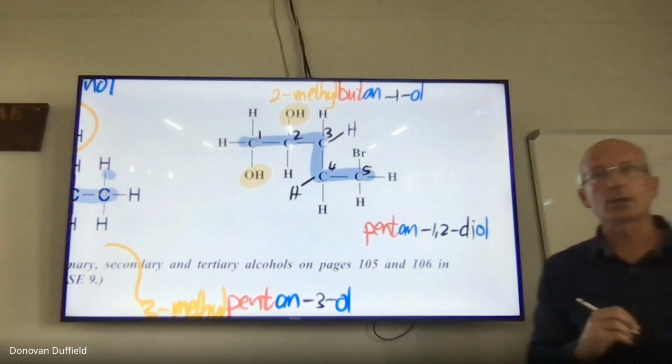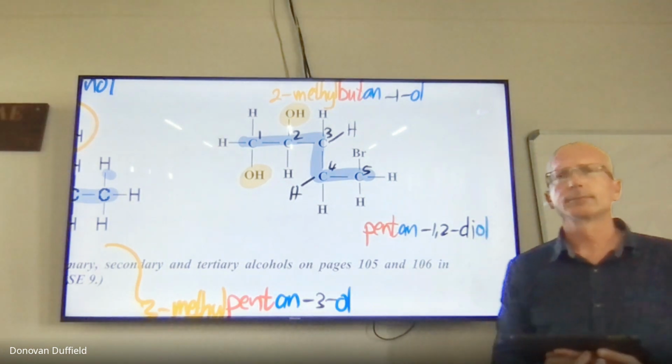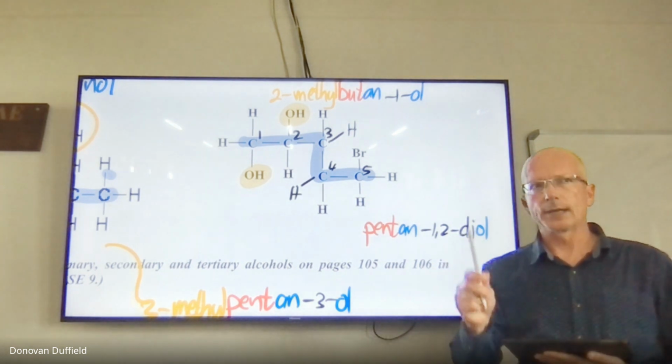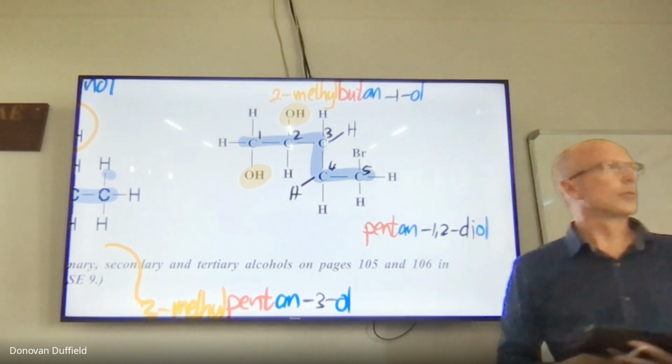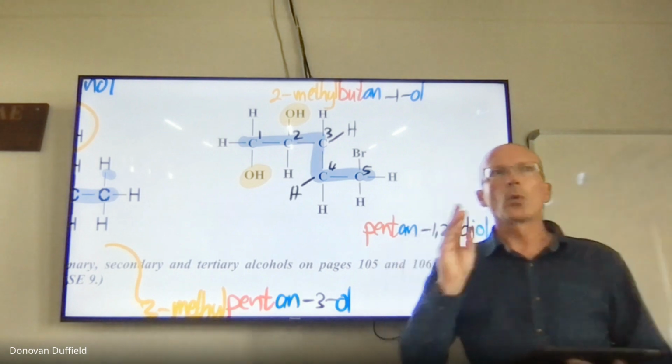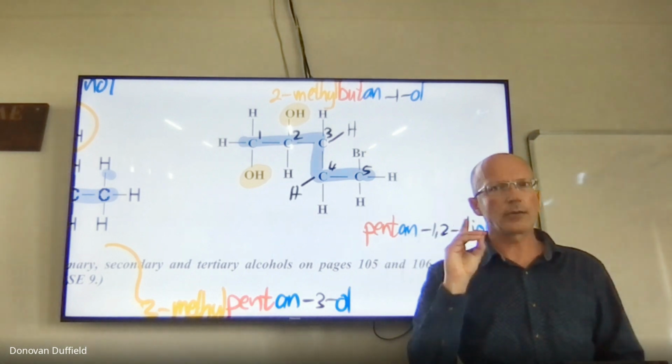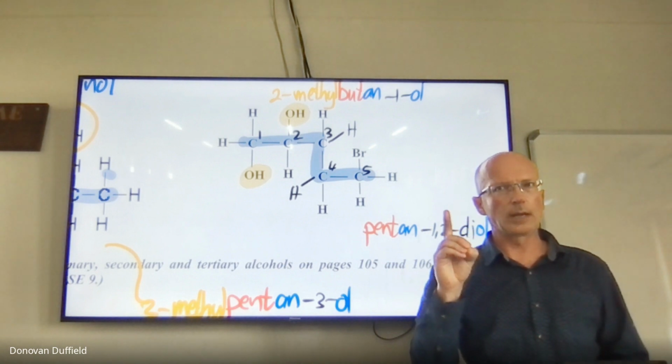Right, you have to have your wits about you. Yes, Josh. So with the OH, will that always take priority? Yes. Very important. When it comes to double and triple bonds, they take first priority when coming to numbering.